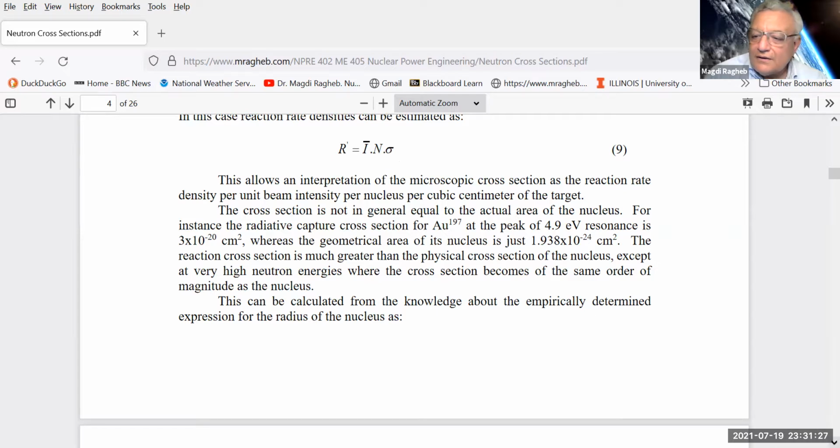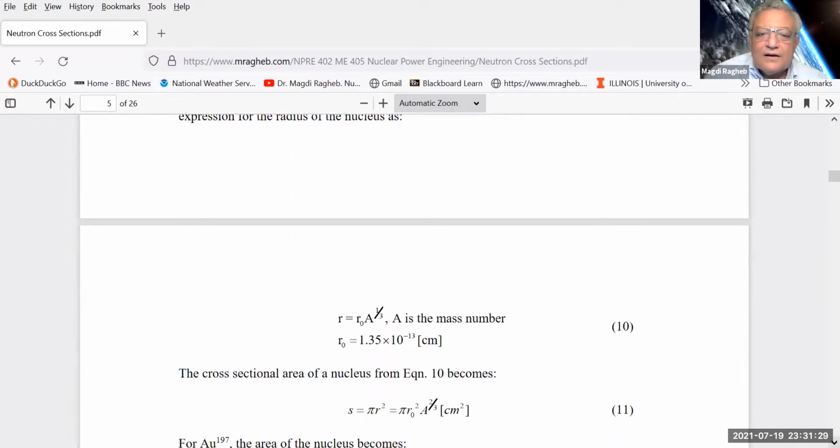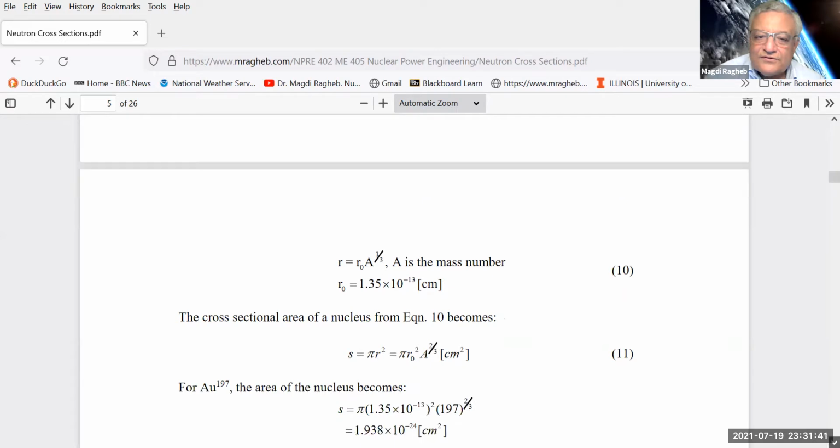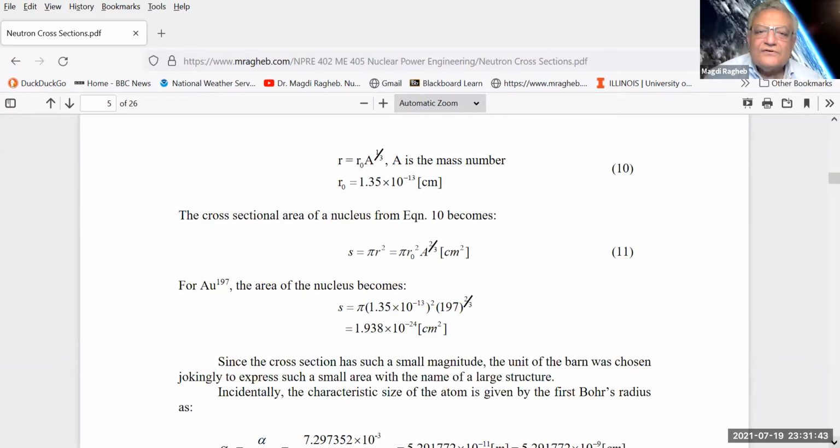And we can multiply that N capital sigma together and get what we are going to call the macroscopic cross-section. Before we get there, let us look a little bit deeper at what is that radius of the nucleus and why did we call 10 to the minus 24 centimeters squared the barn.